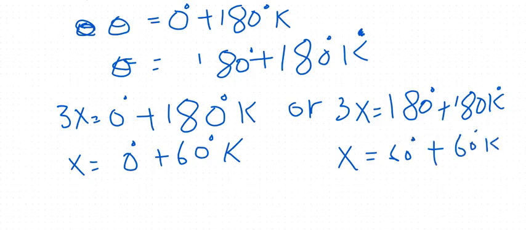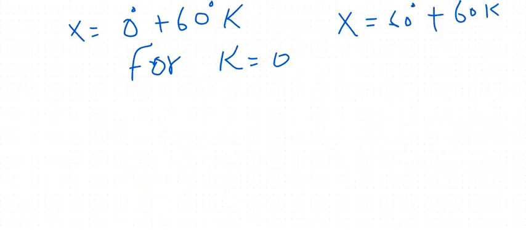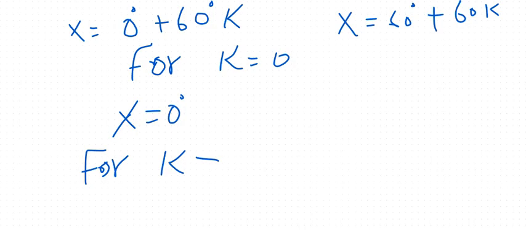Now for k equals 0, what do we get? We get x equals 0. For k greater or equal to 1, x will be outside the given interval. What is the given interval? We have x belongs to 0 and 30. Solution from case 1: x equals 0.